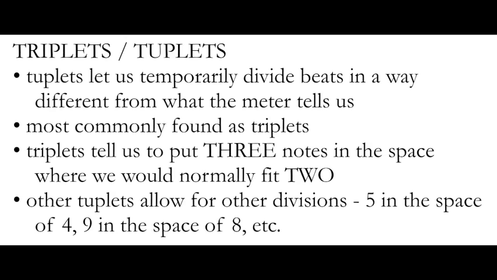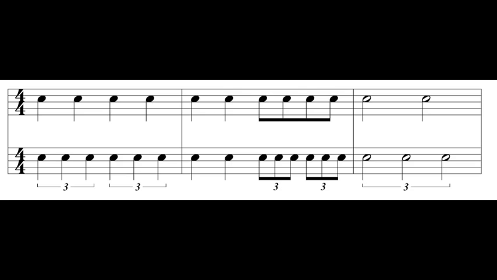Other tuplets allow for more unusual divisions, say 5 in the space of 4 or 9 in the space of 8, but triplets are the most common, and so that's the one I'm going to spend the most time talking about. We can see the top rhythm here, again in 4/4, has some quarter notes, eighth notes, and half notes, all of these notated without triplets.